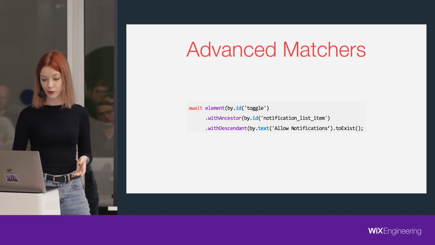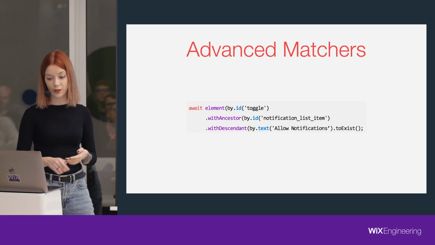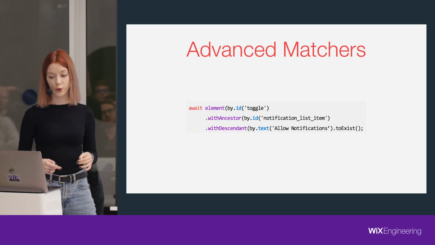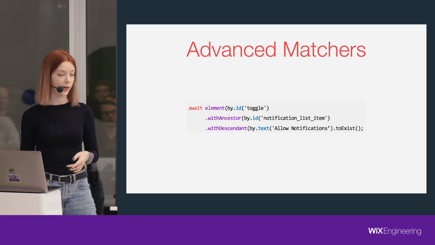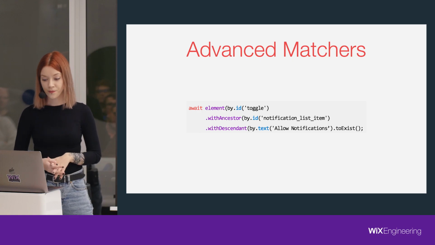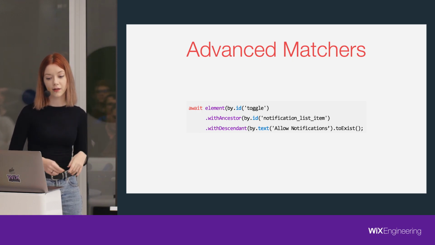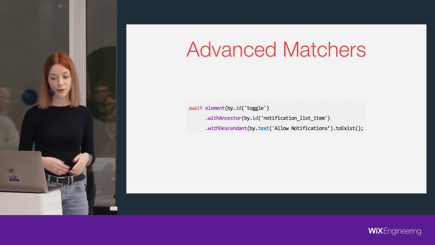So how would it look in code? You await element by ID toggle with ancestor notification list item, which is not unique in this case, and then with descendant allowed notifications.